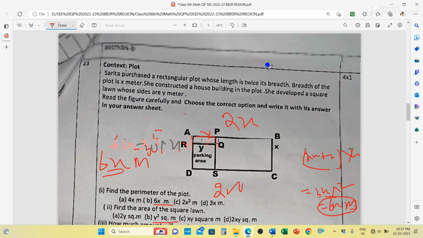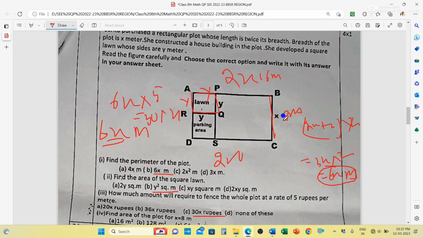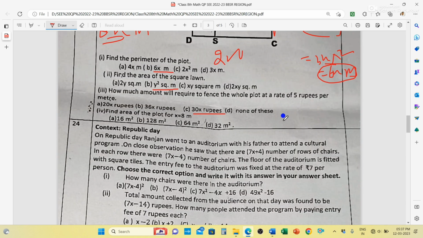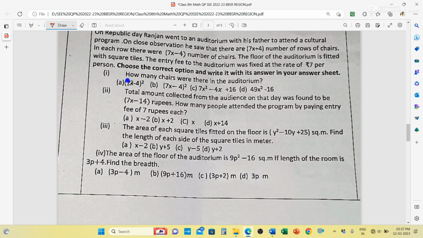Okay, if x equal to 8, that means breadth equals 8 meter, then length will be double the breadth, that is 16 meter. So area will be length into breadth, that is 16 into 8, which is 128 meter square, right? Now context: Republic Day.